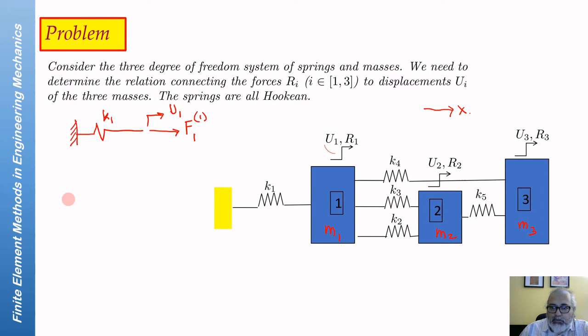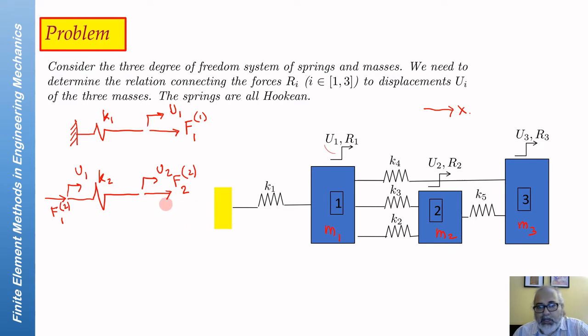Similarly, for K2, we can draw the free body diagram. So K2 will have a force F2 applied by mass 2 on spring number 2, its stiffness is k2, and another force which is applied by mass 1 on spring number 2, and displacements here will be u2, that's the displacement of mass 2, and here it will be u1. We are taking everything in the positive x direction, which means that this is in the positive x direction.